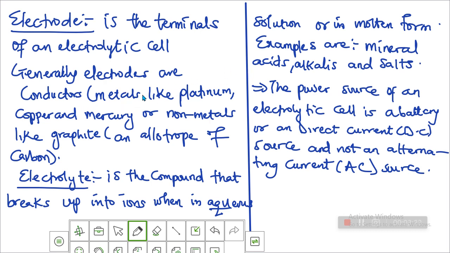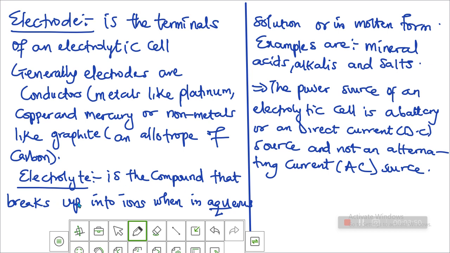We use metals like platinum, copper and mercury as conductors for electrodes, or non-metals like graphite, an allotrope of carbon. They may tell you at times that we use a carbon electrode. If they say carbon electrode, they are still telling you it is a graphite electrode.